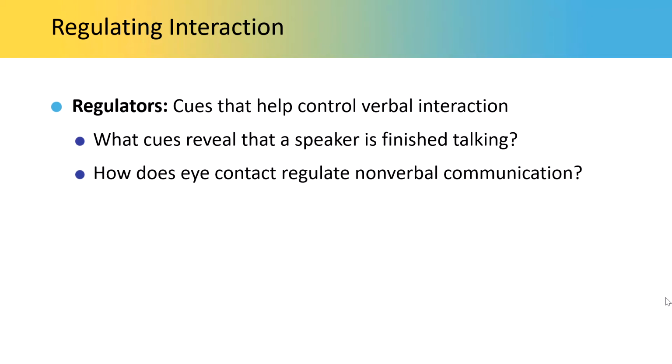Okay, how about eye contact? How do we use eye contact to regulate nonverbal communication? All right, how do we use eye contact to regulate verbal? Basically, if I make eye contact while I'm talking and I want to keep talking, I will probably not make eye contact with you. And when I'm signaling that it's okay for you to talk, I will look at you.